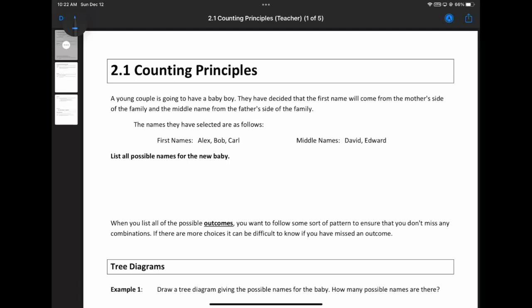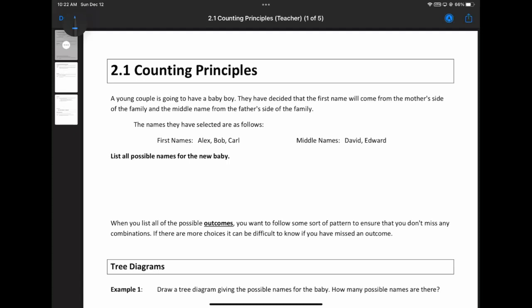And then as we work through our unit, we're going to look at lots more advanced ways of doing it for different situations. So rather than going through a whole lot of description, let's just jump into some examples and see how it works. For starters, we're going to have a young couple that just had a baby boy. They want to determine a first name from the mother's side and a middle name from the father's side of the family. So the first name of the child is either going to be Alex, Bob, or Carl, and the middle name will either be David or Edward.